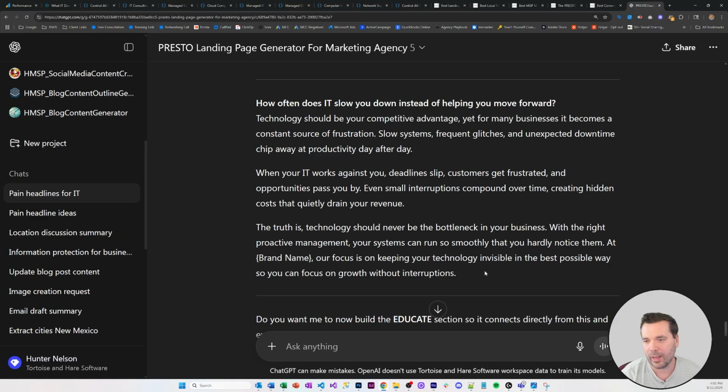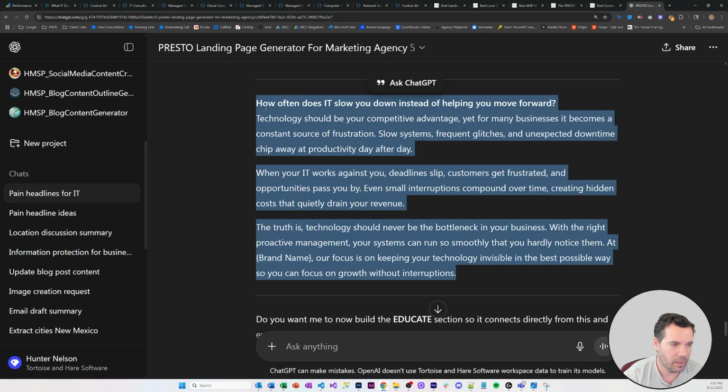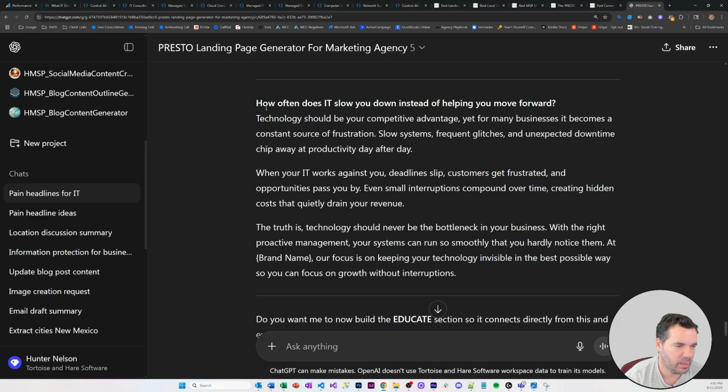So this would be a halfway decent resonate paragraph. So hopefully that helps give you a little bit of a formula for what you can do to build your own resonate paragraphs. All right, thanks.